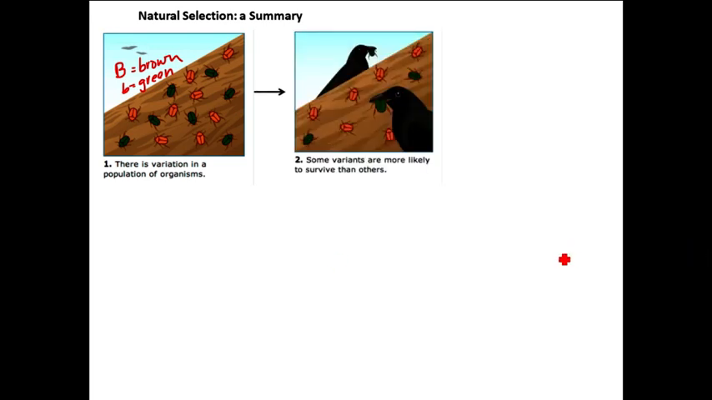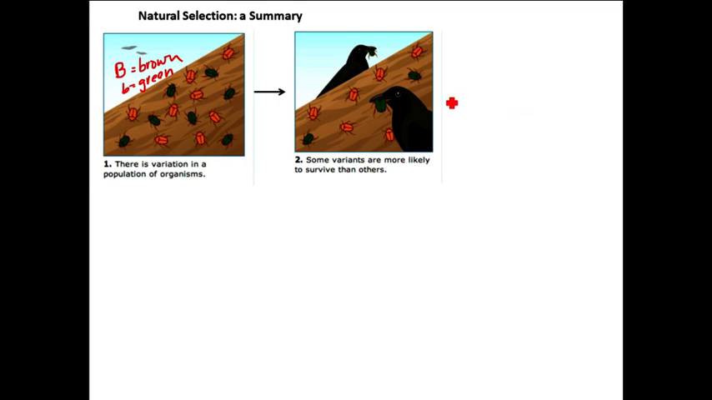Okay, so here is a summary of natural selection. It's really a straightforward idea. There's variation in a population of organisms. We're talking about beetles with the beetle color, right? And that it goes along with the alleles. Big B is brown and little b is green, right? So for that coloration gene, there are two alleles. Some variants, meaning some of the organisms with some alleles, are more likely to survive than others.